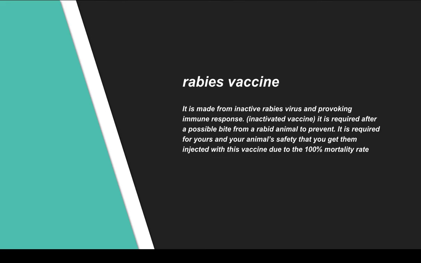So the rabies vaccine is made from inactive rabies virus, and it works by promoting an immune response. It is known as an inactivated vaccine. The vaccine is required after a possible bite from a rabid animal to prevent infection. It is required for your and your animal's safety that you get them injected with this vaccine due to the very high mortality rate.